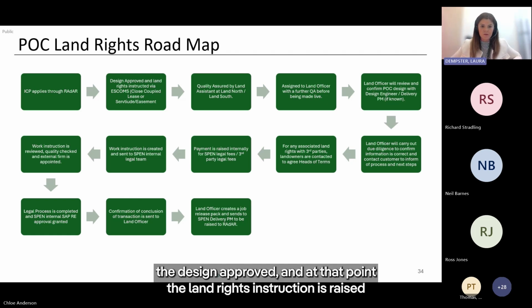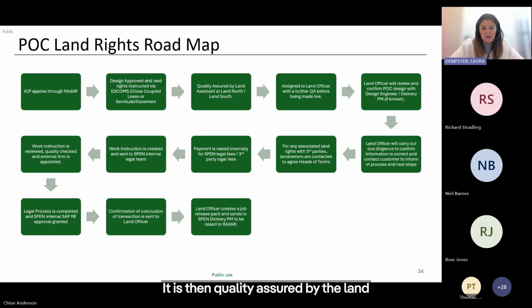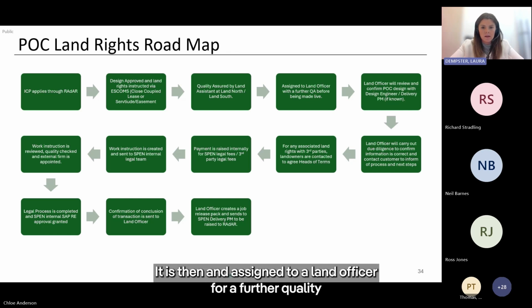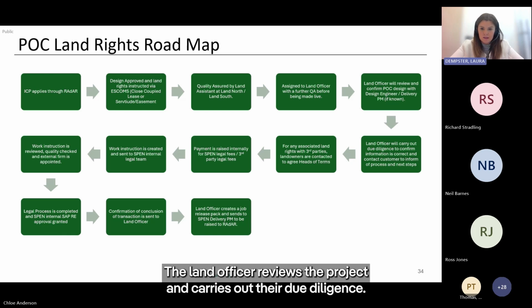The design is approved, and at that point the land rights instruction is raised through our internal program called SCOMS. It's then quality assured by the land assistant in land north or land south, depending on your area. It is then assigned to a land officer for a further quality assurance check before it's made live. The land officer reviews the project and carries out their due diligence.